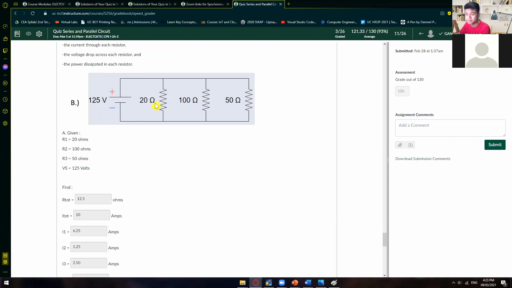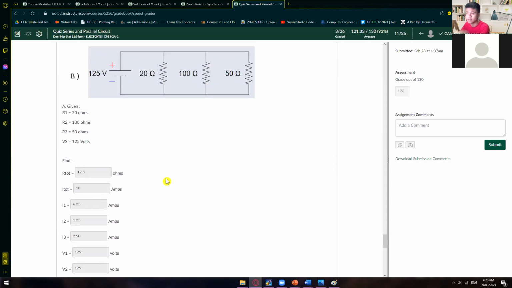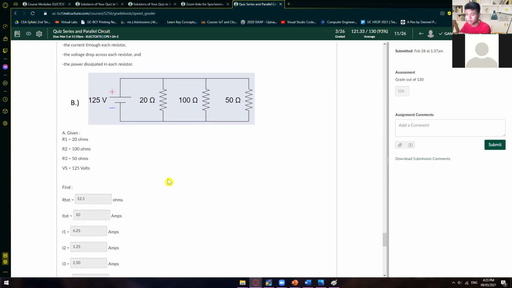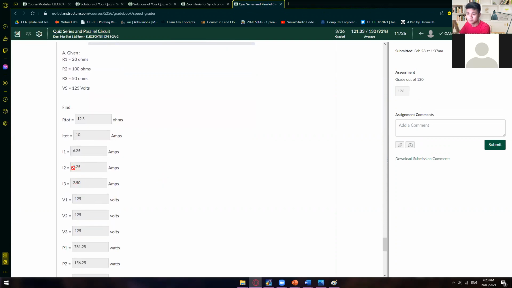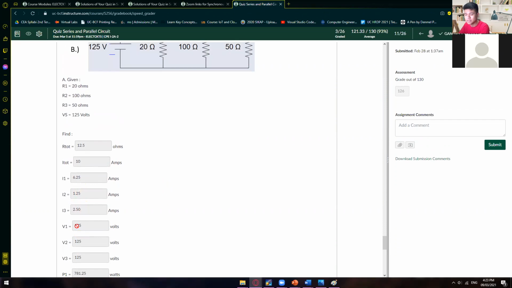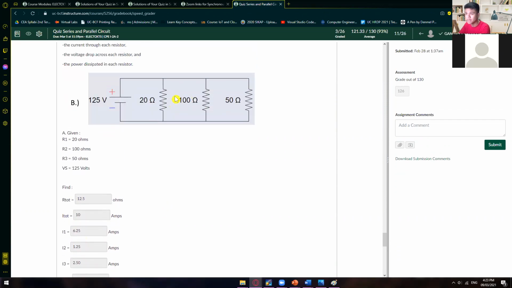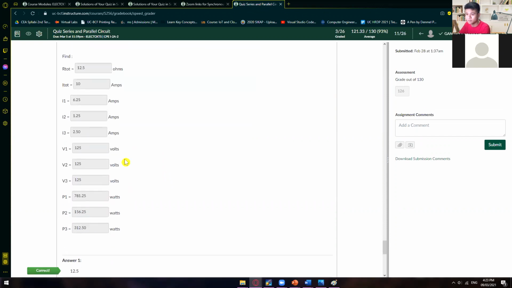Okay, so performing the I1, I2, and I3 will now depend on the resistance below them. So I1 is equal to V1 divided by R1, and then I2 is equal to V2 divided by R2. Just do that and you'll be able to get those results: 6.25, 1.25, and then 2.5. And then for V1 up to V3, this one is already a bonus since it's in parallel. So the voltage across here is 125, 125, and then 125.